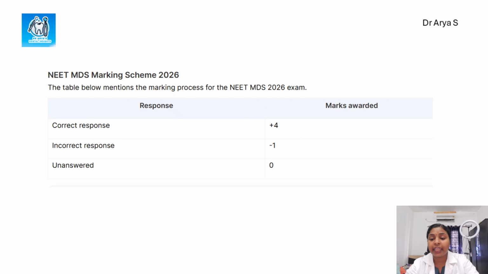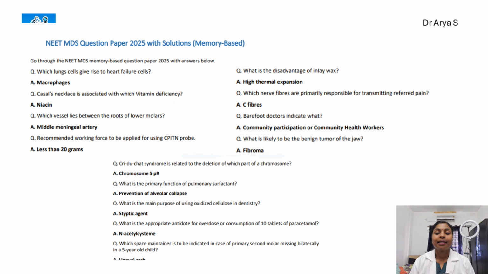And this is the NEET MDS marking scheme. For a correct response it is +4, for an incorrect response it is -1, and for unanswered it is 0. So if you are unsure about the answer, then please skip the question. And this is the NEET MDS question paper 2025 with some solutions. It is memory based. You can go through this.